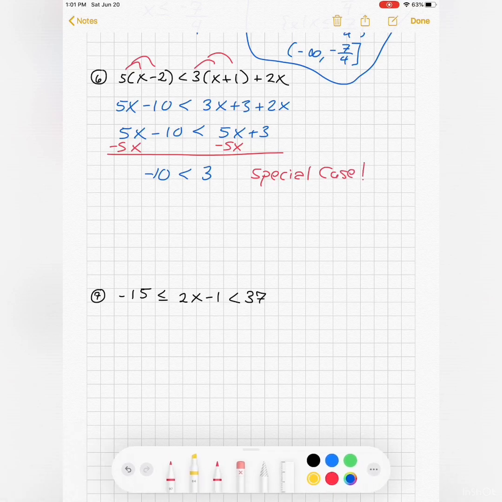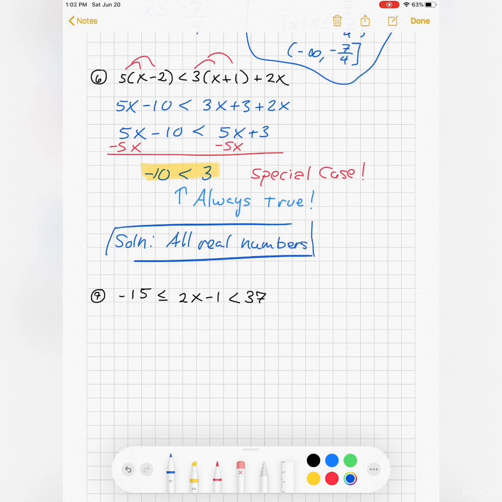So then I have to look at the resulting inequality here and say, well, when is this statement true? In other words, for which values is negative 10 less than 3? Well, isn't this always true? Negative 10 is always less than 3. So if I have a statement that's always true, that's true for all real numbers, right? So I would say the solution is actually all real numbers. Any number would satisfy that inequality, since that is always true.